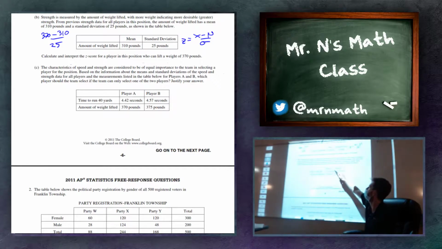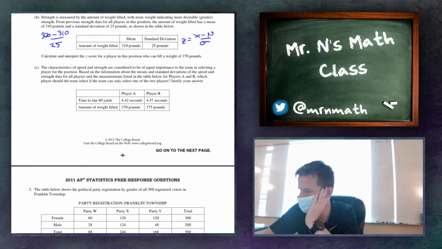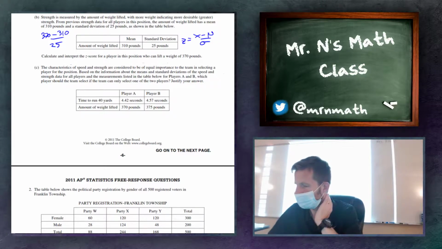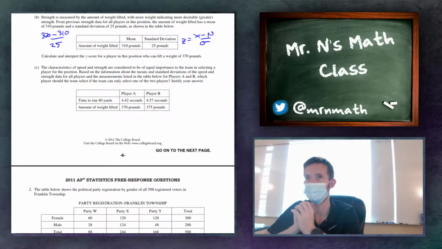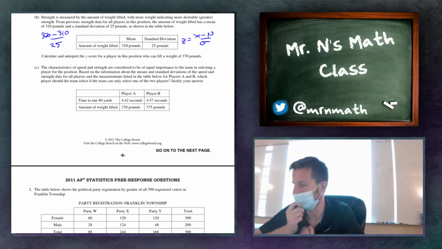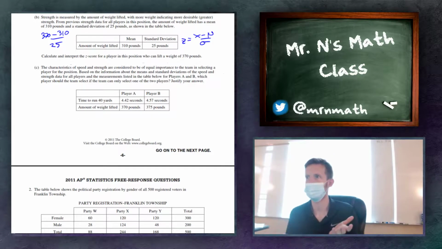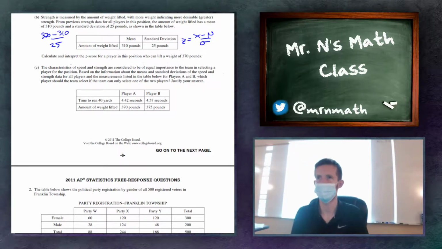All right, so you have player A and you have player B. Who is the faster player? Player A. Who's the stronger player? Player B. So player A is faster, but player B is stronger. So the question is, assuming both matter equally, speed and strength, which player should the team choose? Let me give you a couple of minutes to see what you can do with that.